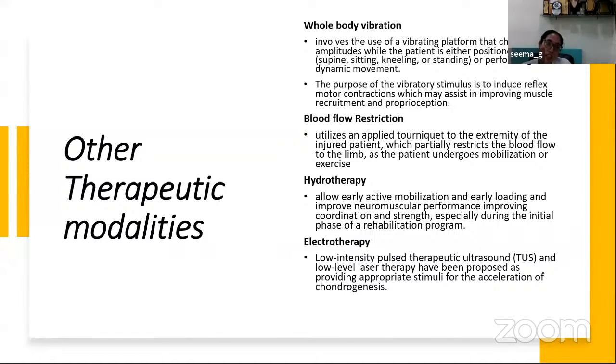Another thing which has been studied is blood flow restriction, where a tourniquet is applied to the extremity, say to the thigh, and then the exercises are given. With this restricted blood flow, it has been found that the limb girth really improves. Hydrotherapy, as I just spoke about, can be given in early mobilization, early loading, and of course to improve neuromuscular performance, coordination, and strength.